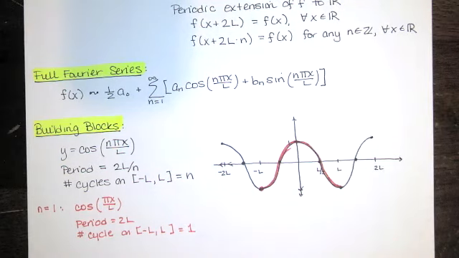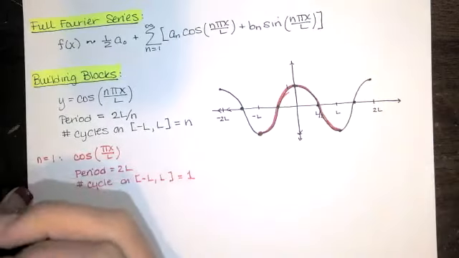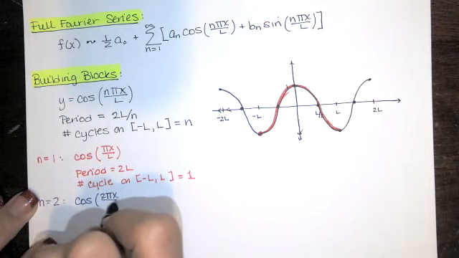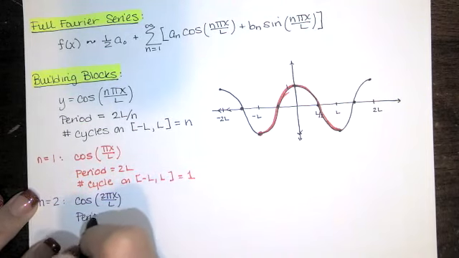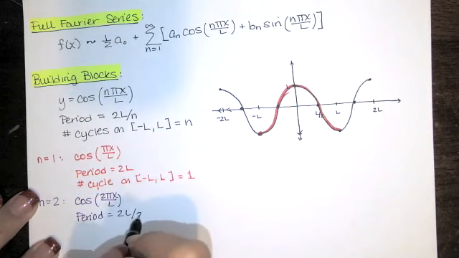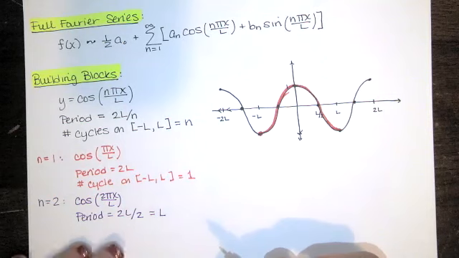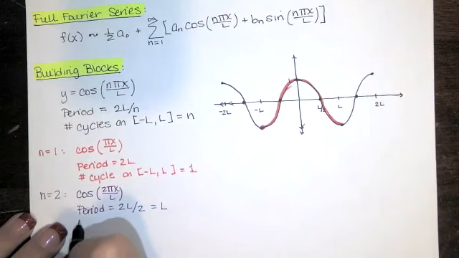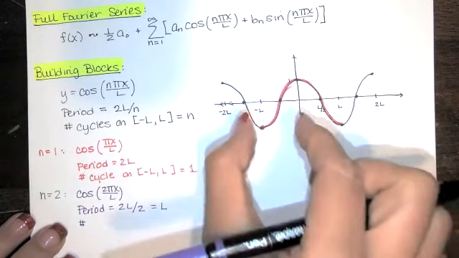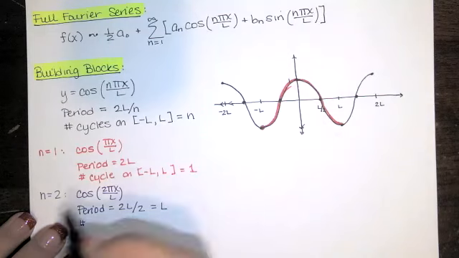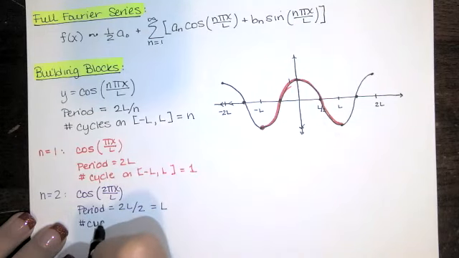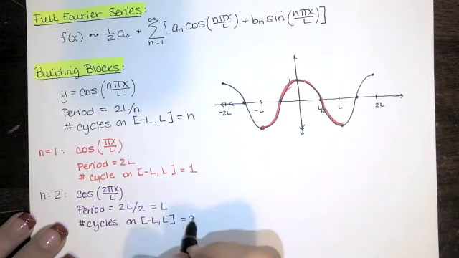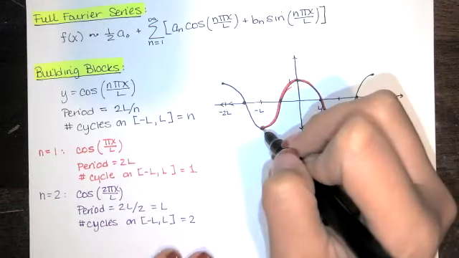Now, when n equals 2, we'll have cosine of 2 pi x over L. Now, this function has a period of 2L divided by n, or 2L divided by 2, which is L. So this repeats itself every L units in the x direction. And if it repeats itself every L units, and we're going from -L to L, then we're going to see 2 cycles of this function on the interval from -L to L.